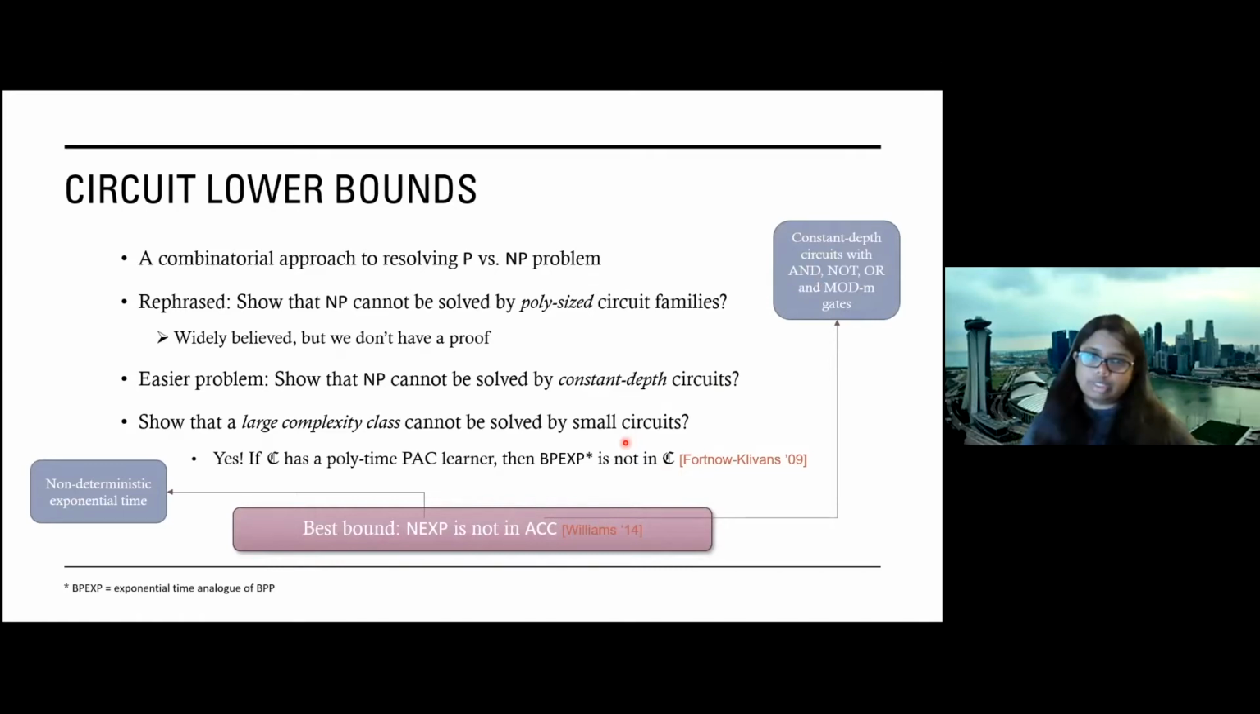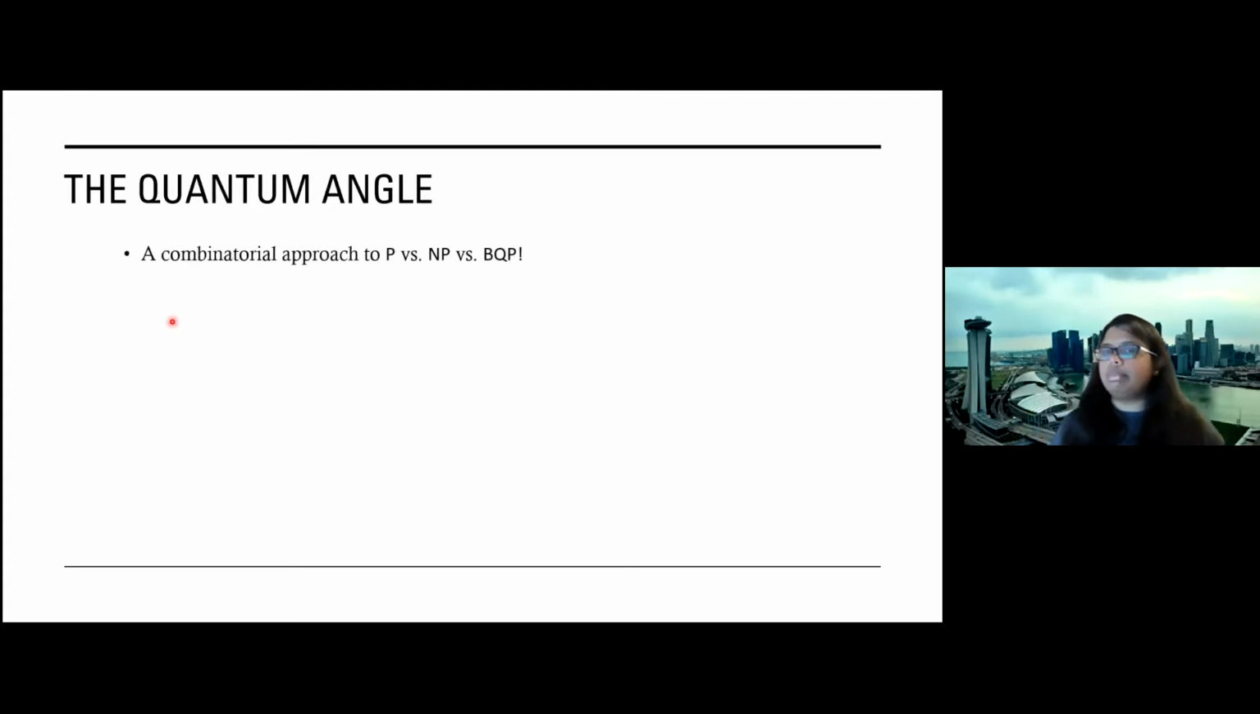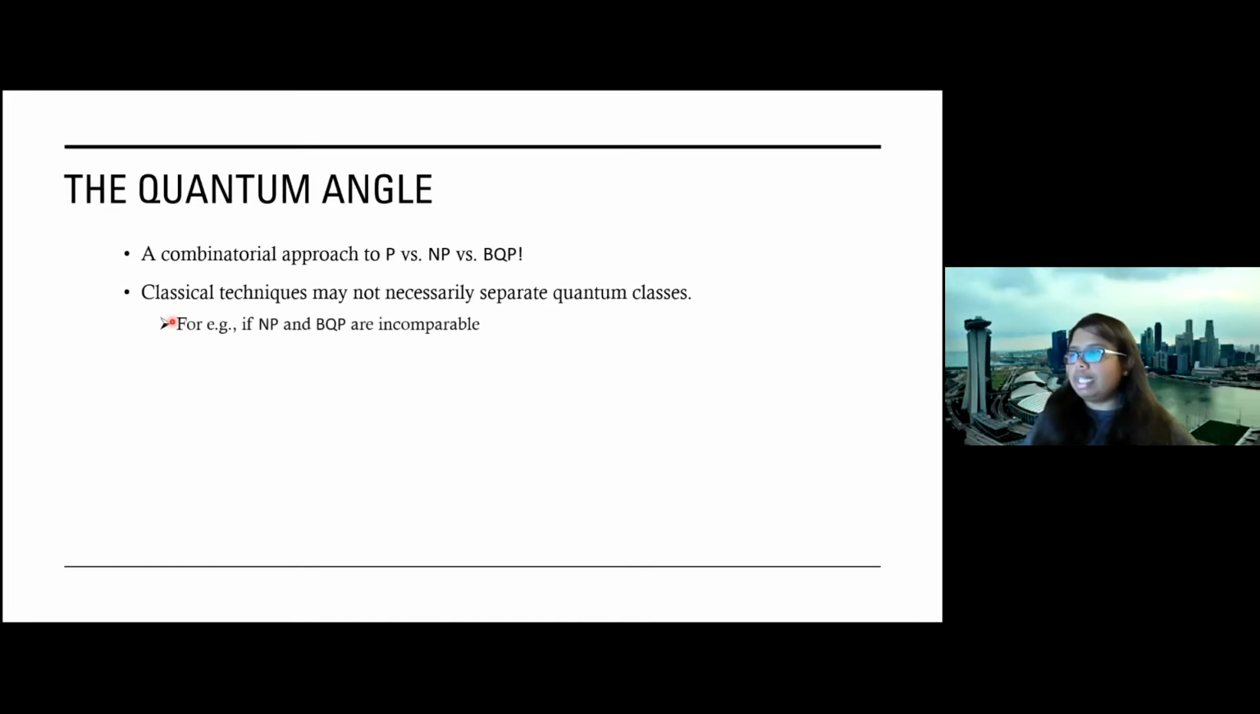Now, all of these results, of course, are in the classical space, and we're always more interested in getting the quantum angle here. So one thing we can think of is, well, why not just stop at P versus NP? Maybe the question that we should care about is P versus NP versus BQP as well, right? Because any classical techniques that can be used to separate P and NP may not necessarily work for the quantum case if NP and BQP are incomparable in some sense.